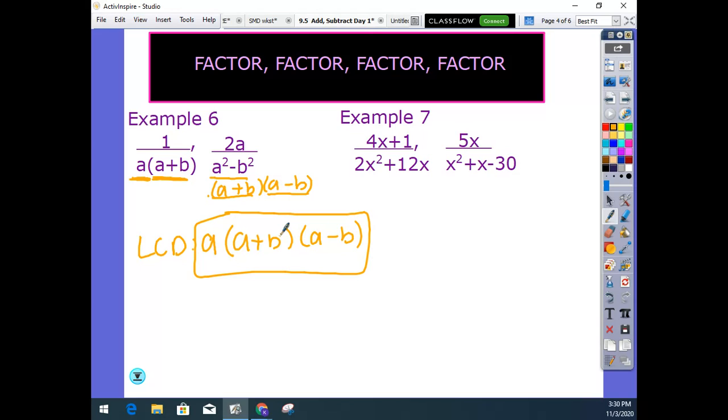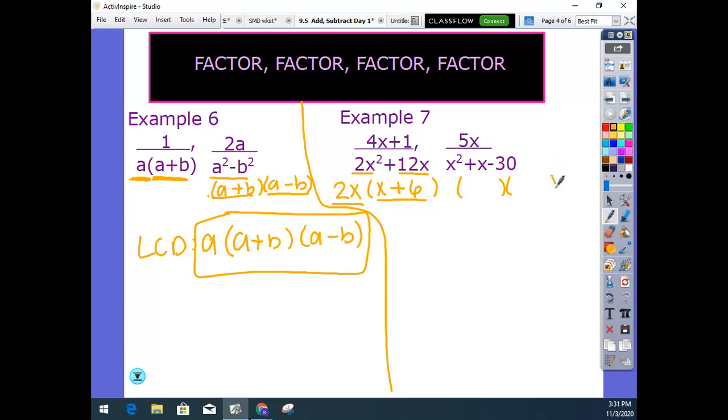All right. Factor, factor, factor, factor. GCF. 2 can go into both 2 and 12. They both contain an x. Factor out the 2x. So I need a 2x and an x plus 6.